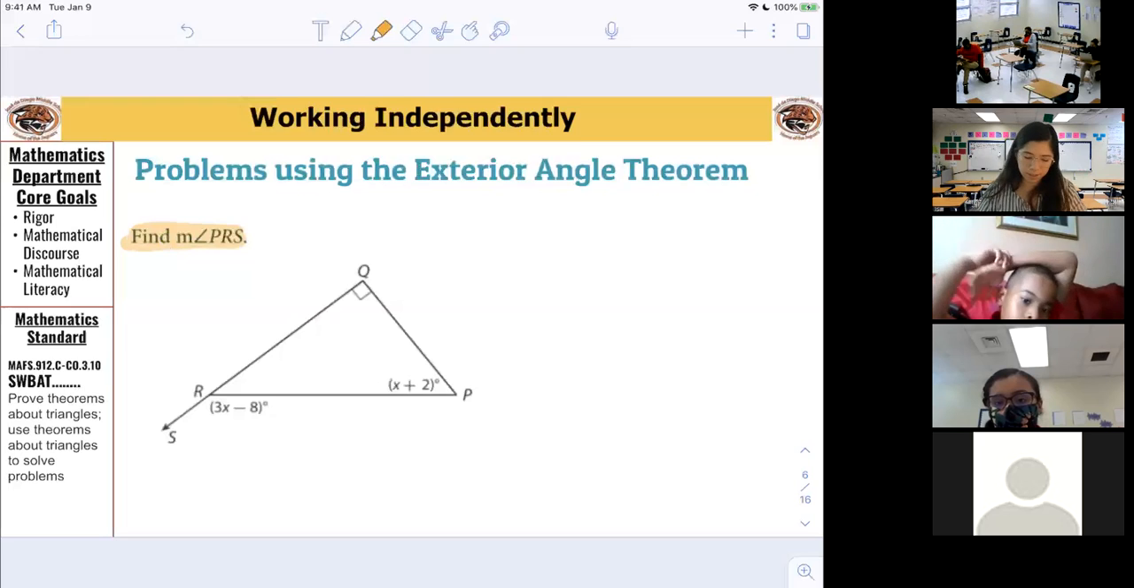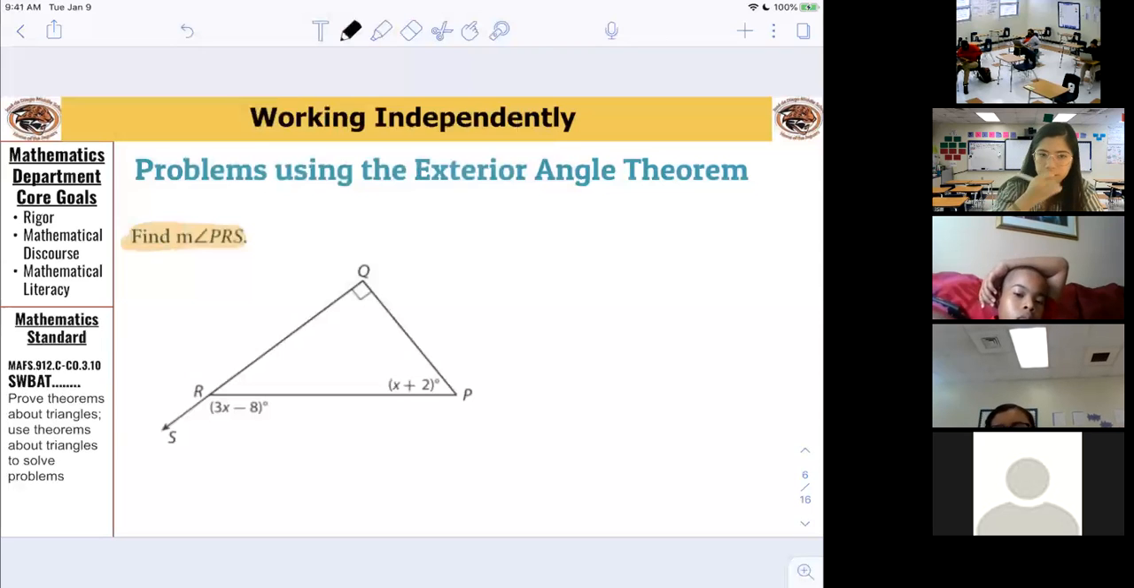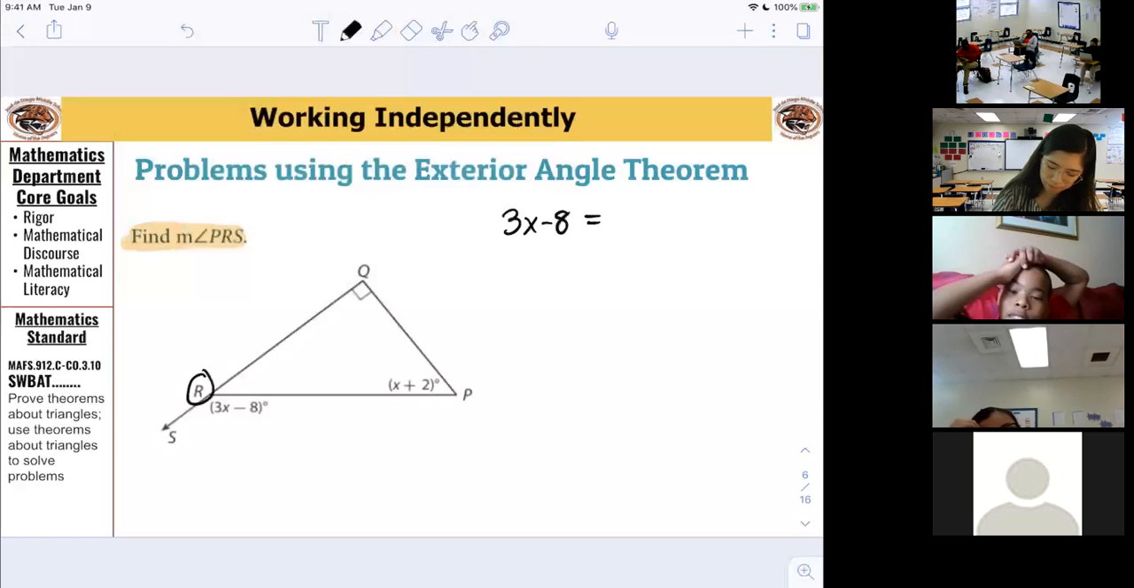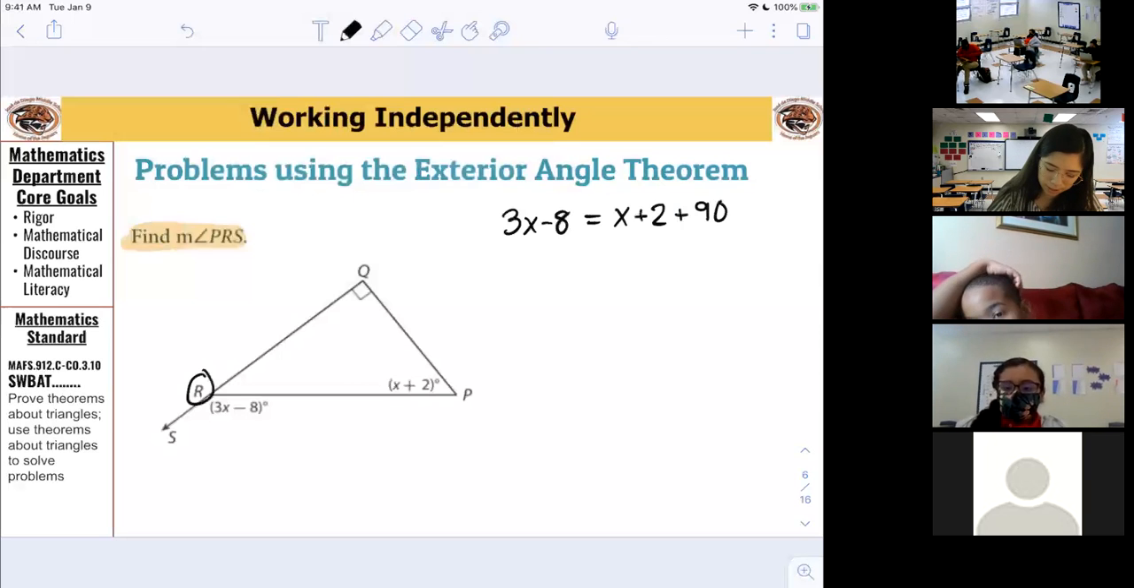Okay, all right, I'll explain it all again. Let's do this. What does my theorem tell me? R equals P plus Q. Okay, so be a little more specific because R can mean two different things. 3x minus 8 equals x plus 2 plus 90, because Q is a right angle. Right, we know this is 90.